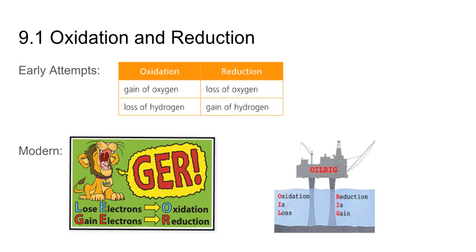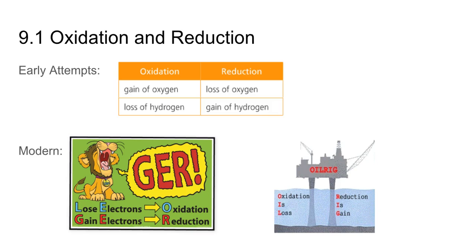Today we're going to be talking about Chapter 9 of the IB Chem SL curriculum, talking about redox processes. Now, scientists have observed oxidation-reduction reactions for many years, and early attempts to define these were centered around either the gain or loss of oxygen, or the gain or loss of hydrogen. But a more modern understanding of oxidation reduction is in terms of electrons. So when you're losing electrons, it's oxidation, and when you're gaining electrons, it's reduction.